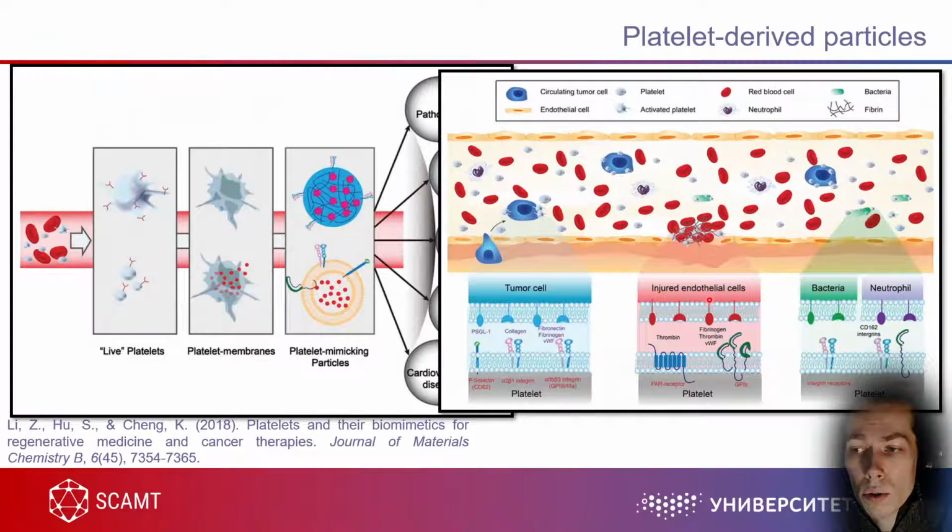They can be targeted to injured endothelial cells during thrombus formation, clot formation, again using the fibrinogen receptor or thrombin receptor. And also platelets are involved in the elimination of bacteria, along with neutrophils. So neutrophils can also be involved in this formulation, and you can use some platelet-derived particles to eliminate bacteria.